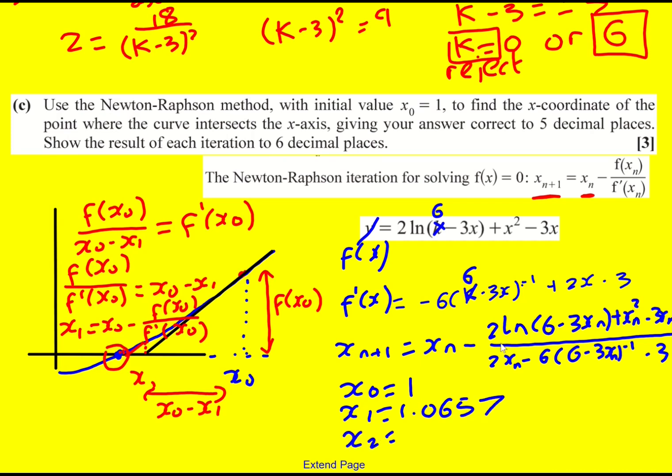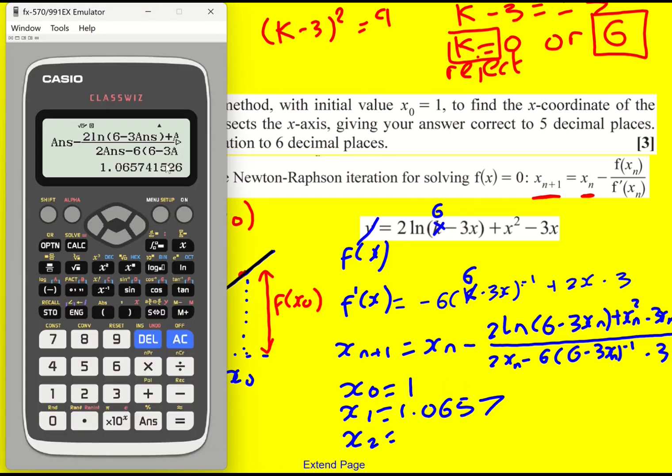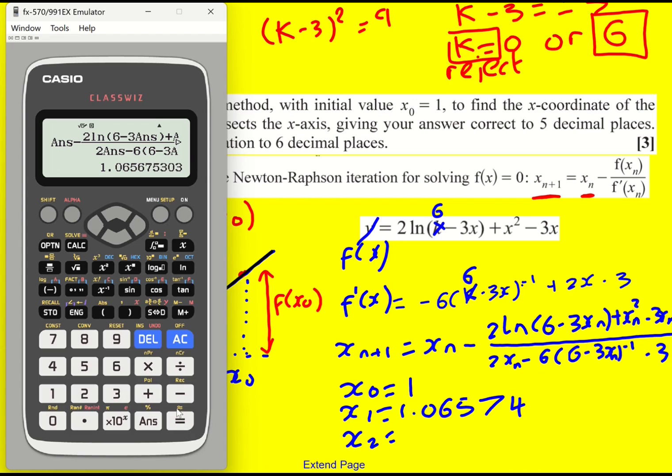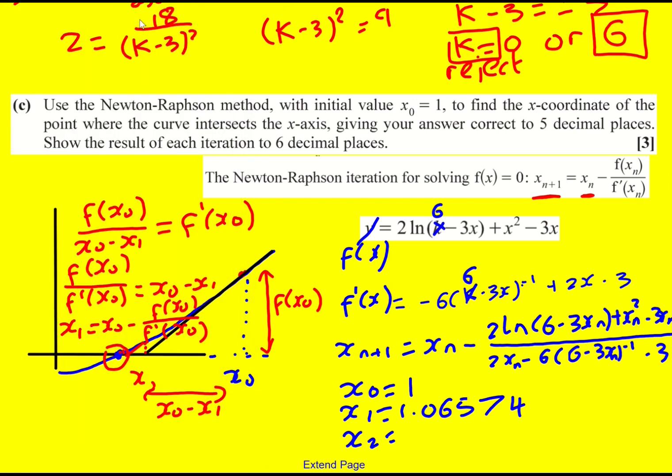We're being asked to give our answer correct, oh sorry, each iteration correct to 5 decimal places. So I've only got 4 at the moment. This is actually going to be 4 or 5. Oh sorry, yeah, so it's going to be 4. Then we've done all the hard work. Just press equals again to get the next one. 1.06568.